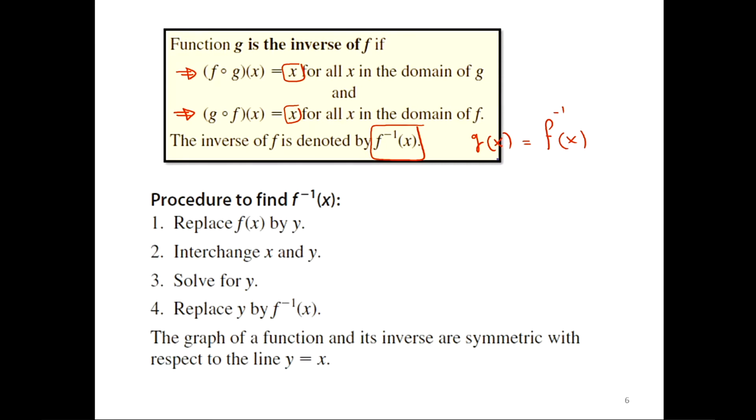So this is the main rule. F composite F inverse of X is equal to X, must be equal X. And F inverse composite F also equals X. Okay? Now, how can we find the inverse? Before that, any function that has an inverse must be 1-to-1.